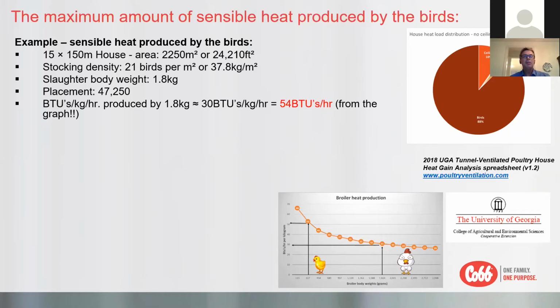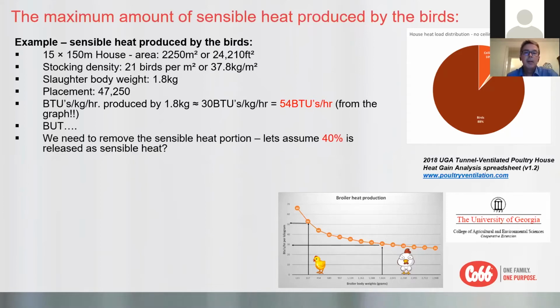So how many BTUs are going to be produced by those 1.8 kilo birds? Simply, we take it from the graph. If you ask a nutritionist, they probably will argue it's not this amount. But for our purpose, let's say it's 30 BTUs per hour per kilo. So that means 54 BTUs per hour is going to be produced by this broiler.